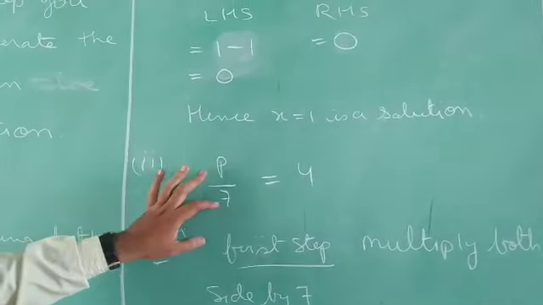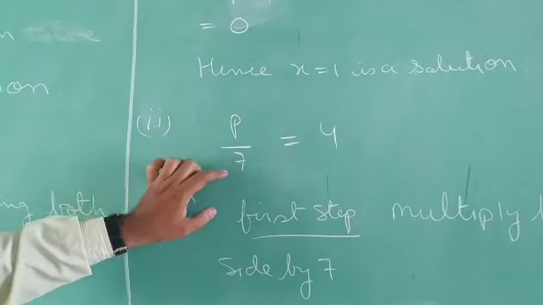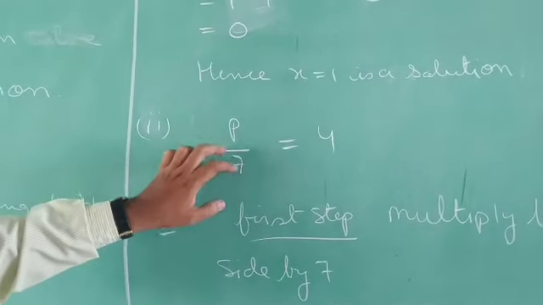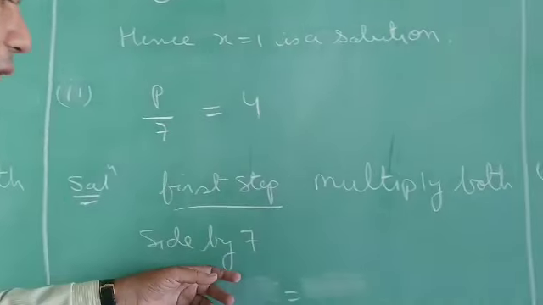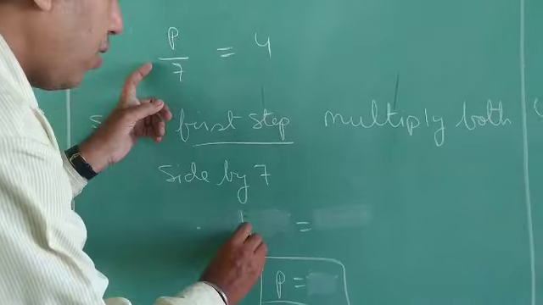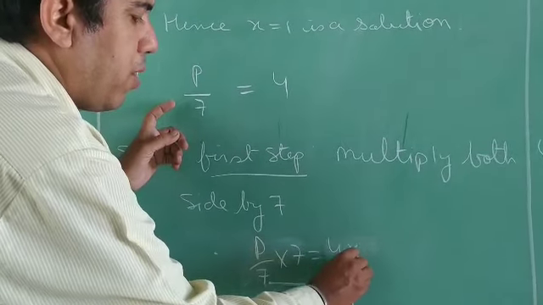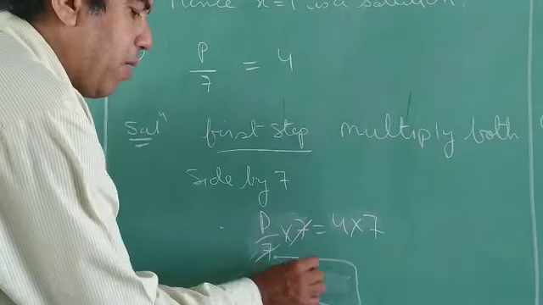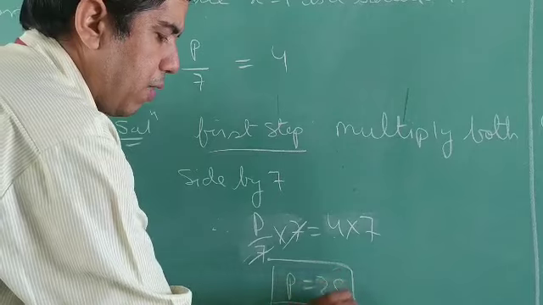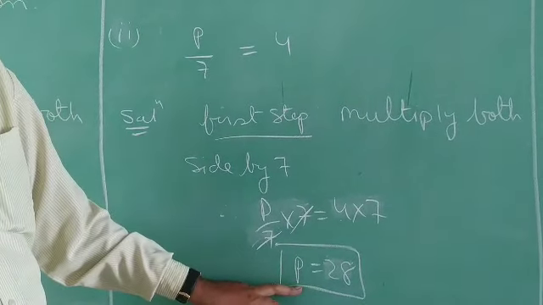Now p by 7 equal to 4. The first step: I try to remove this 7, and 7 is in division, so I will multiply by 7. Multiply both sides by 7. So it comes p by 7 multiplied by 7, and here comes 4 into 7. The 7 cancels. So what is the answer here? p equal to 4 sevens are 28. What is the answer? p equal to 28 is the answer. You can see I got the solution p equal to 28.